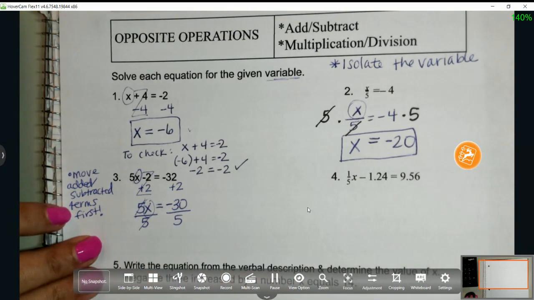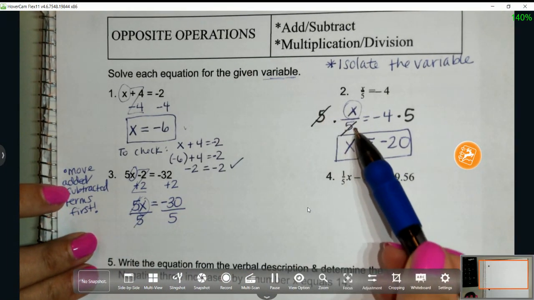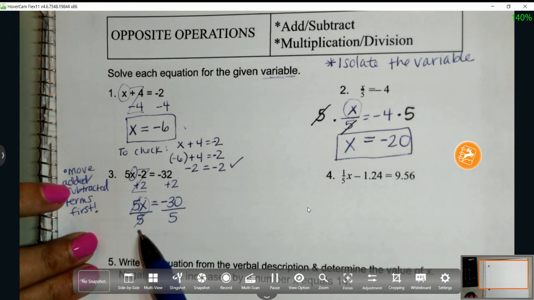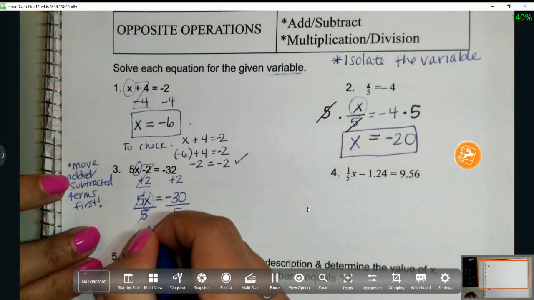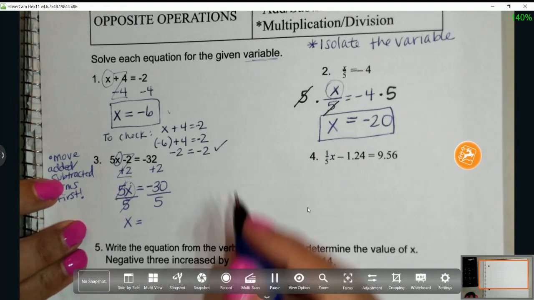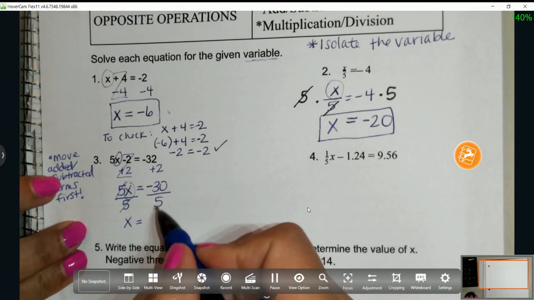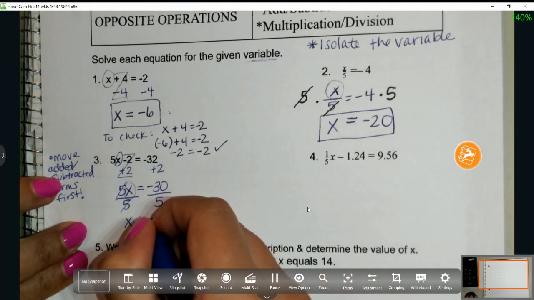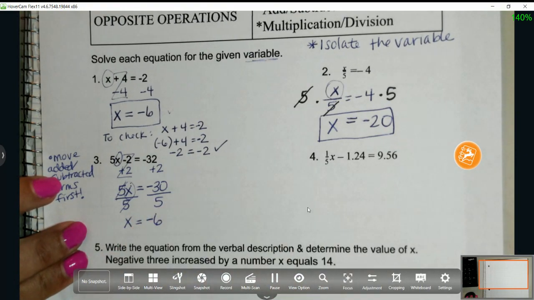Now 5 divided by 5, just like over here, we're dividing by 5, we multiply by 5, it cancels. Just like the same idea, it's going to reduce out. 5 divided by 5 cancels or reduces, leaving us just with the x, which is what we were after. And then reducing here, negative 30 divided by 5 gives us a negative 6.